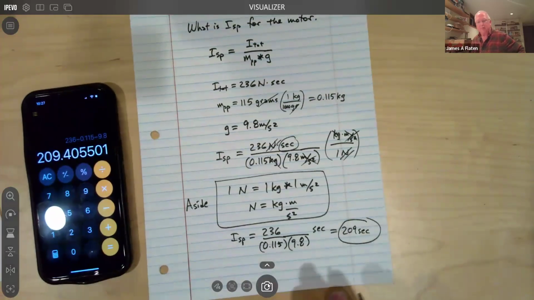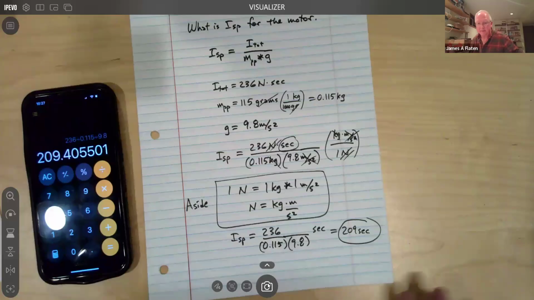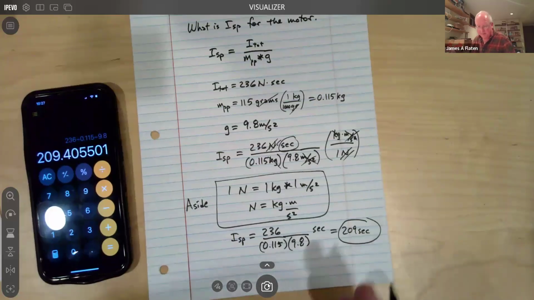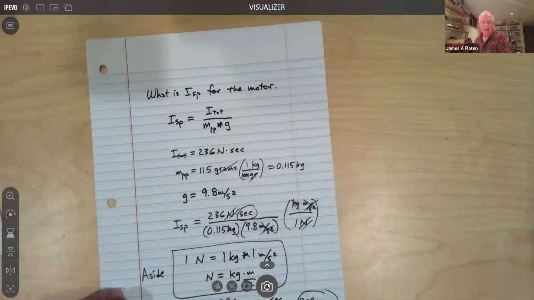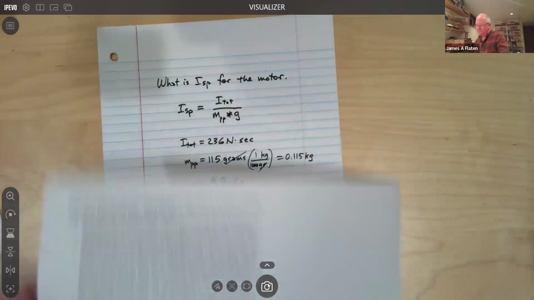The question as posed said your answer is probably going to be in the vicinity of 170 to 220 seconds. And sure enough, 209. It's right in the middle of the range. So I'm happy with that, and I've circled it to show people that I'm done and that that is my final answer. ISP is equal to 209 seconds for this particular motor. Okay, that was fine. I'm going to continue with the same homework assignment. So if I can find the homework.